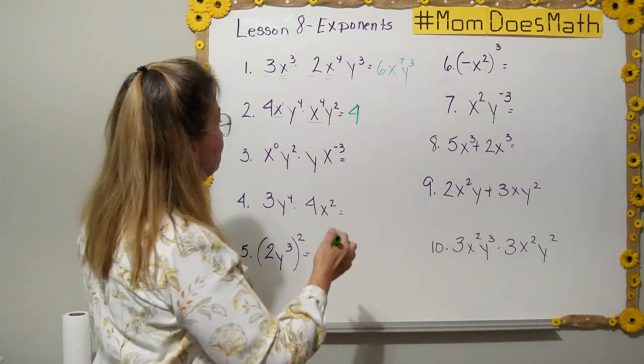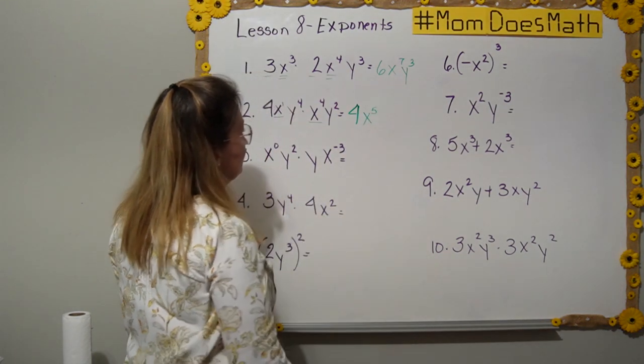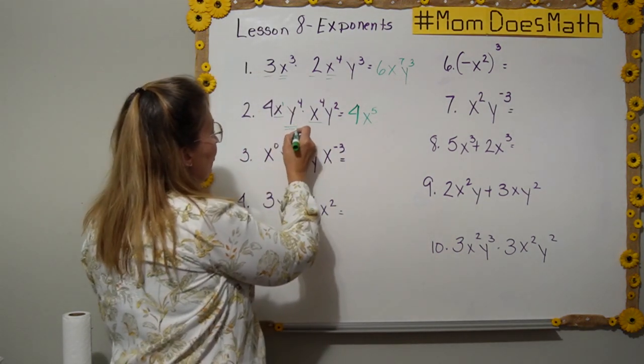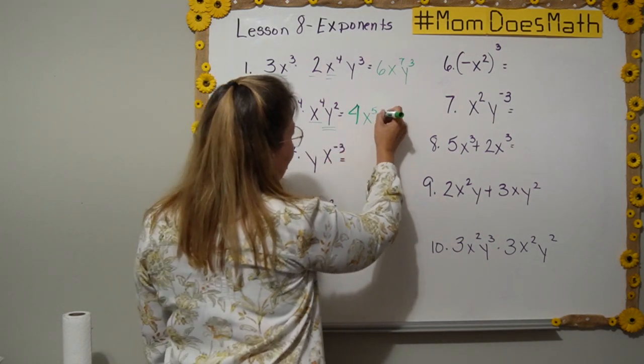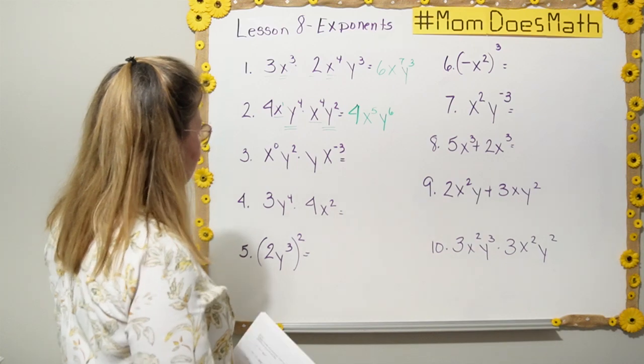So when I add the exponents, that's going to be 1 plus 4. So I have x to the 5th. Then y to the 4th times y to the 2nd, that's going to be y to the 6th. And that's your final answer.